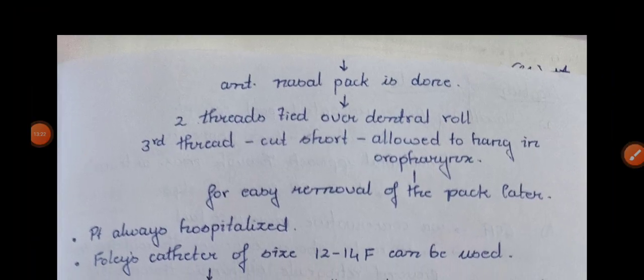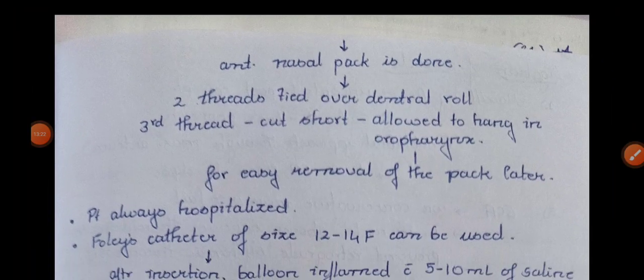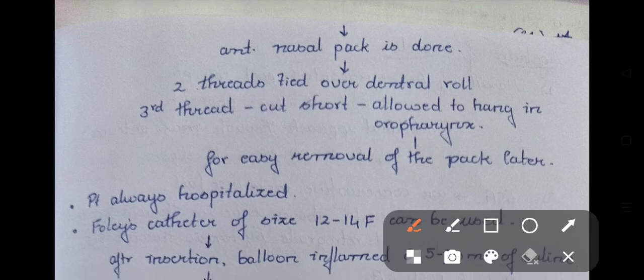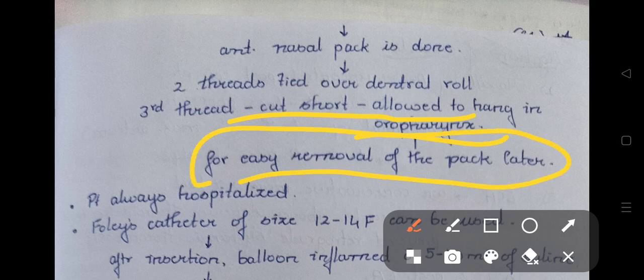Okay, posterior nasal packing. The nasal pack is done. 2 threads are tied over the dental roll. The third thread is cut short and allowed to hang in the oropharynx, so it is easy to remove the pack later. The patient is always hospitalized.